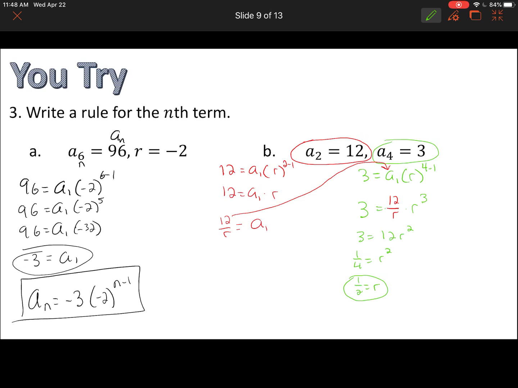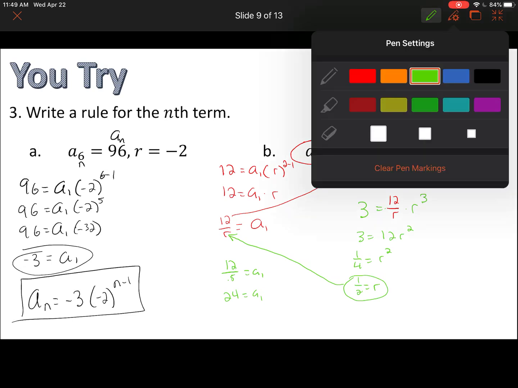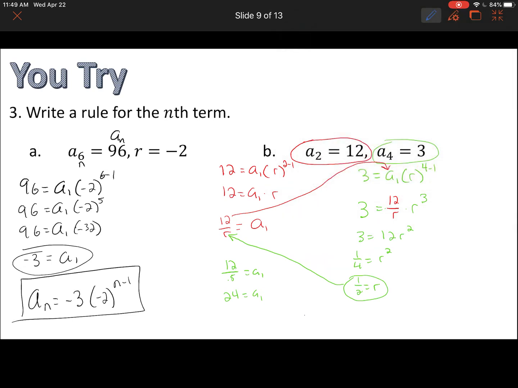I still need my a sub 1, but I have it alone over here, so I'm going to put that 1/2 on the bottom here. When I put that 1/2 on the bottom, I get 12 divided by 1/2, which is 24. So 12 over 0.5 is my a sub 1. 24 is my a sub 1. So my final answer here is going to be a sub n equals the first term of 24 times the r value of 1/2 raised to the n minus 1.